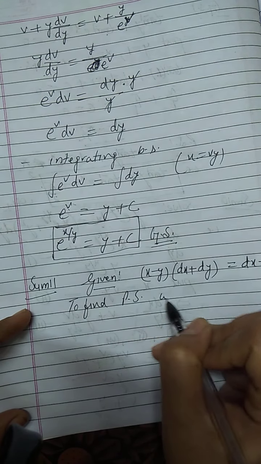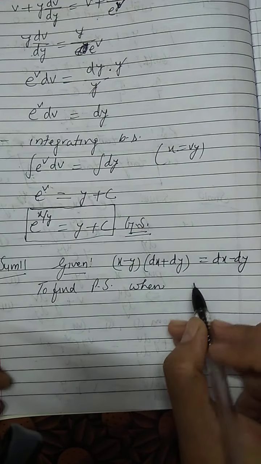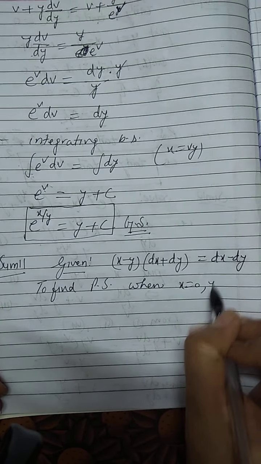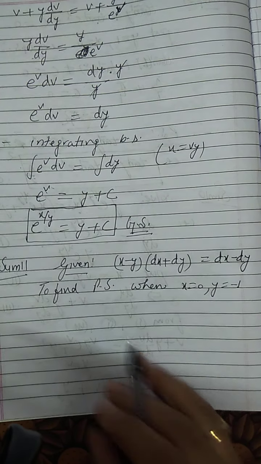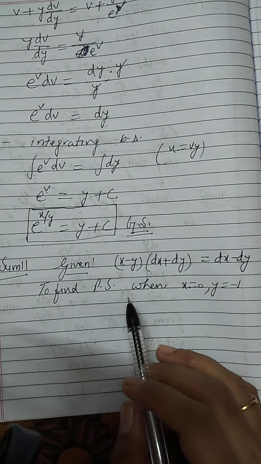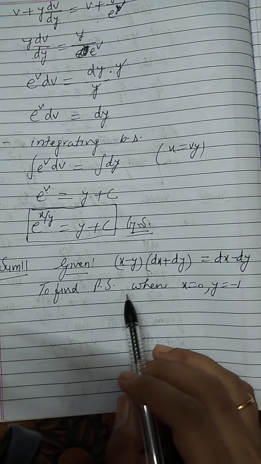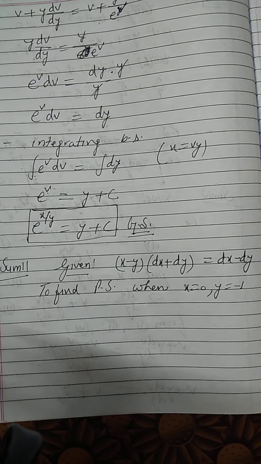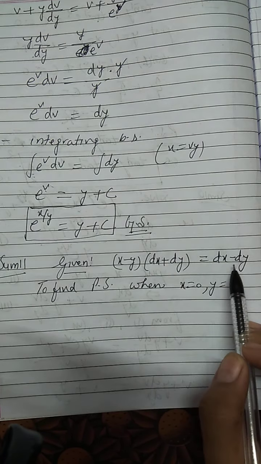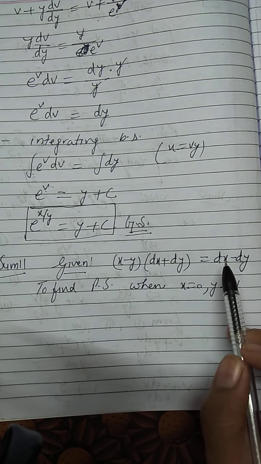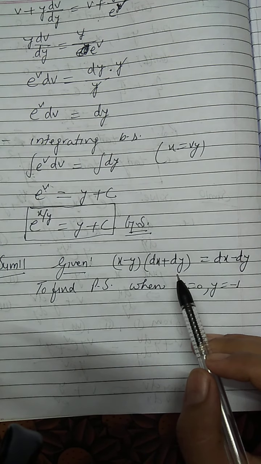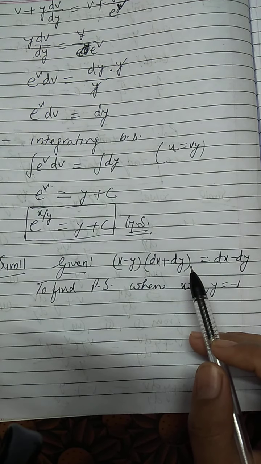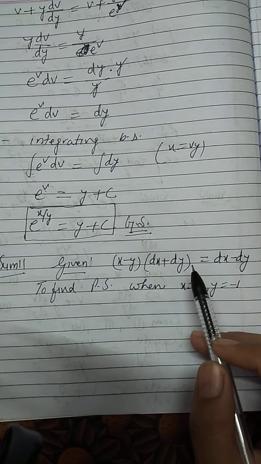To find the particular solution when x is 0 and y is minus 1. As the hint is given, we have to put x minus y as t. Why is this given? Because if you notice here, dx plus dy and dx minus dy are given to us. I cannot separate the variables here. So let us follow the given hint and see what we get.